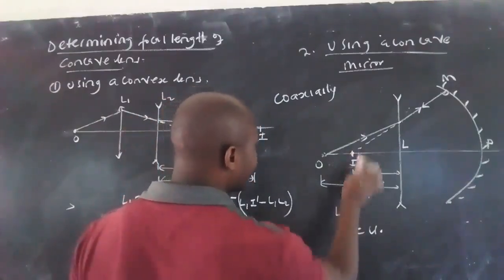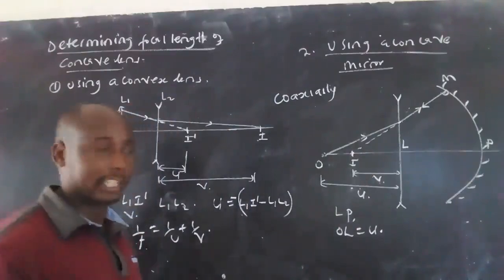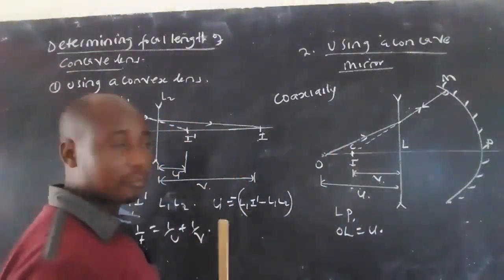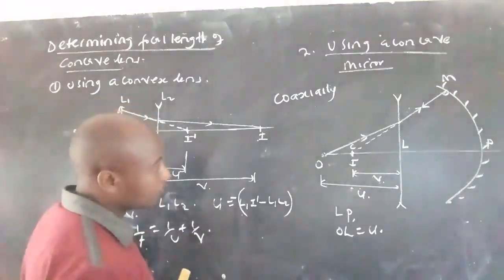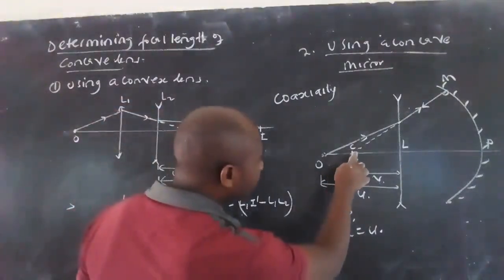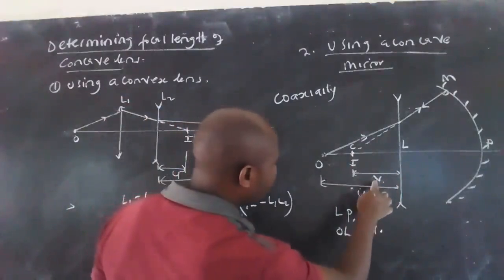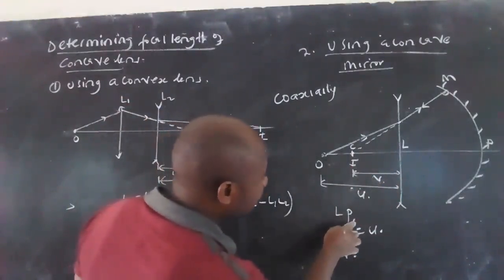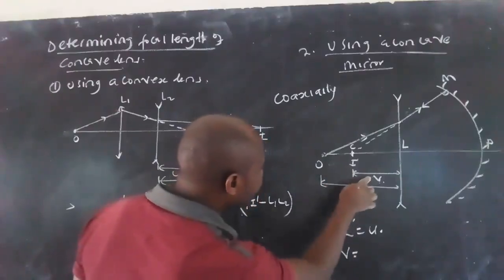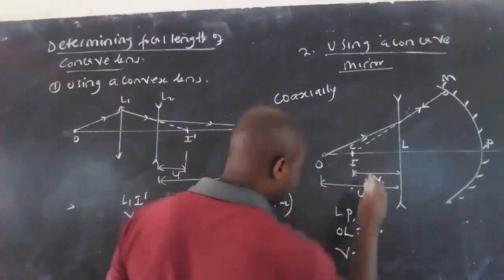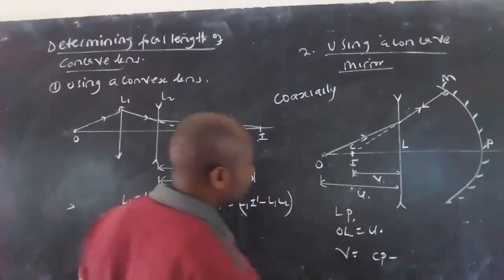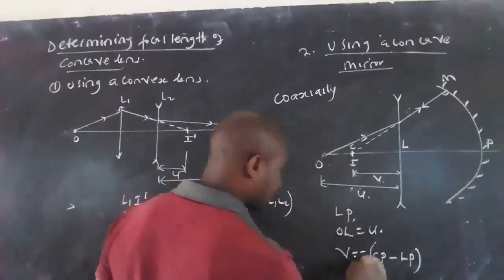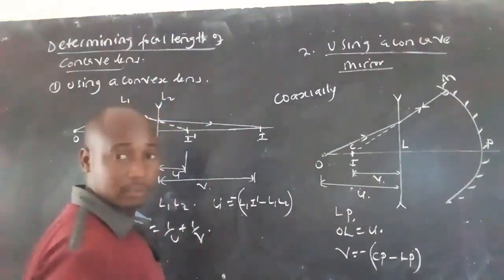Then point I is the center of curvature. This is the center of curvature C. Therefore, to get V, the separation is measured and recorded. So to get this V, we shall have the whole distance, which is CP minus LP, but with a negative, because it's a virtual image.